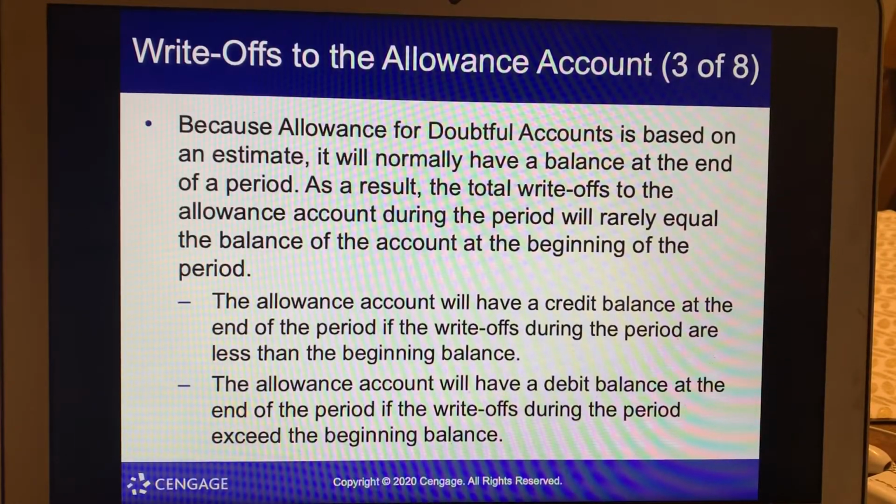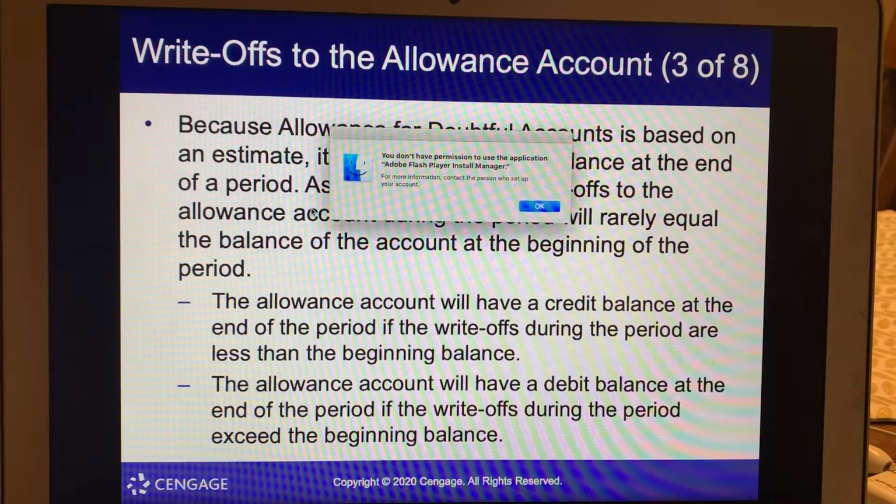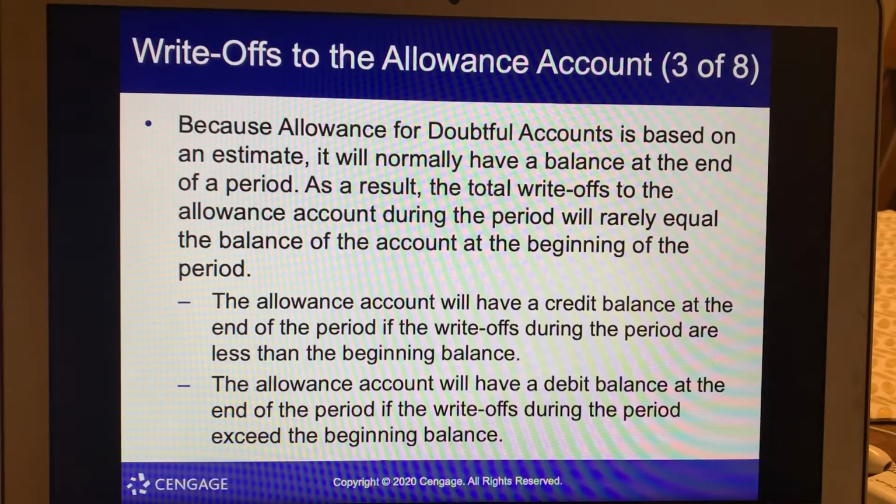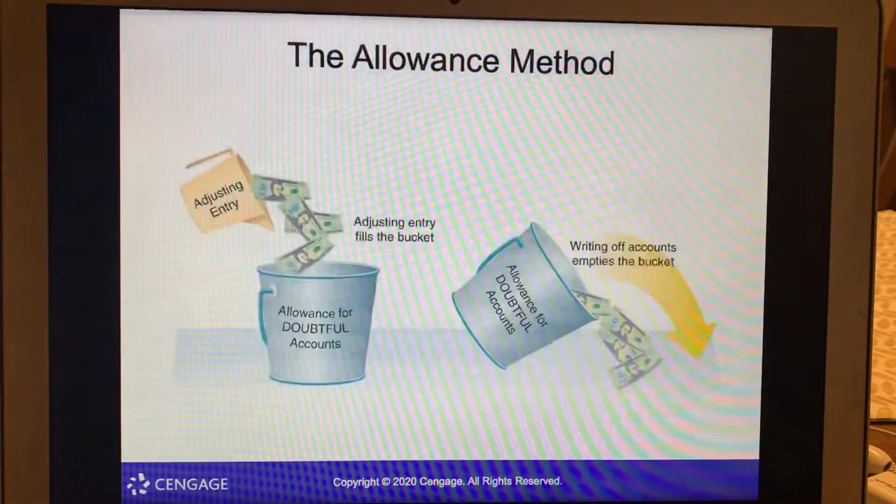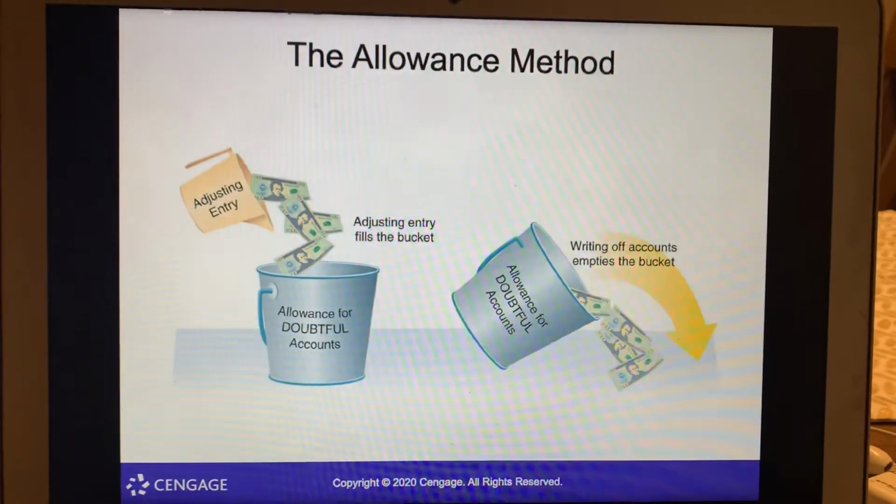Because allowance for doubtful accounts is based on an estimate, it will normally have a balance at the end of a period. As a result, the total write-offs to the allowance account during the period will rarely equal the balance of the account at the beginning of the period. The allowance account will have a credit balance at the end of the period if the write-offs during the period are less than the beginning balance. The allowance account will have a debit balance at the end of the period if the write-offs during the period exceeded the beginning balance. So the allowance method, here's an example of what this looks like.